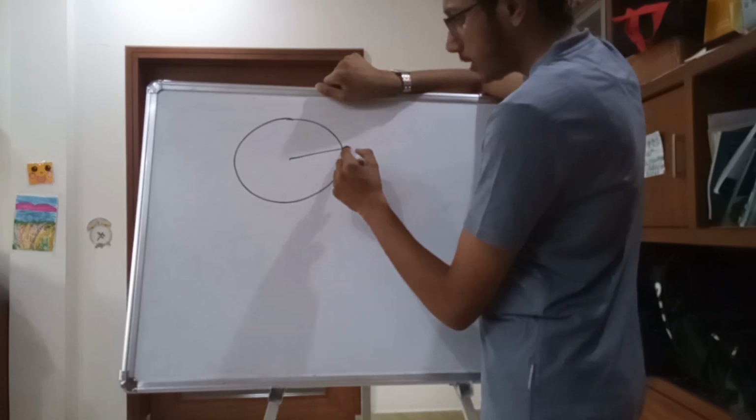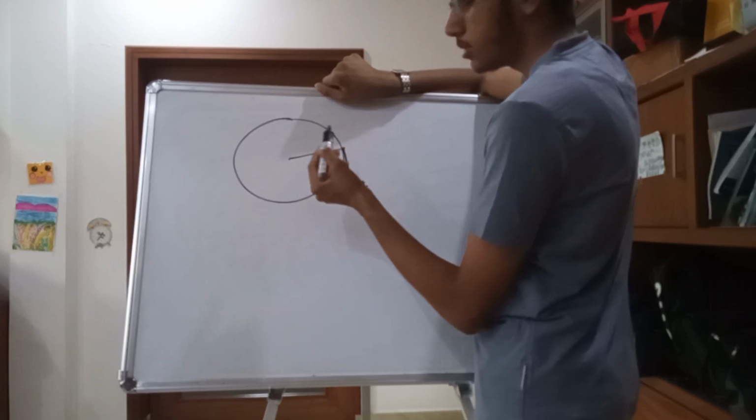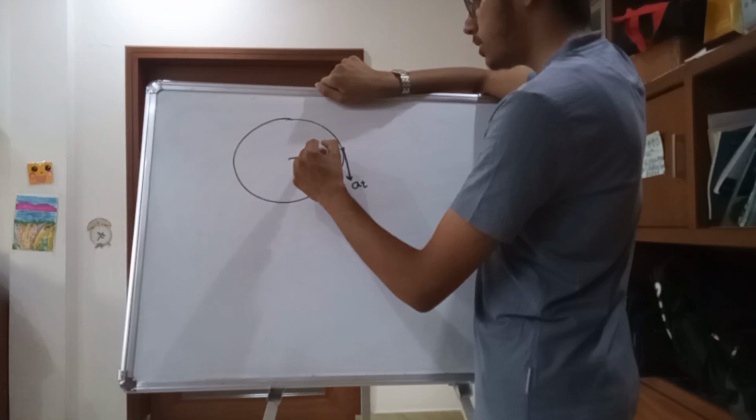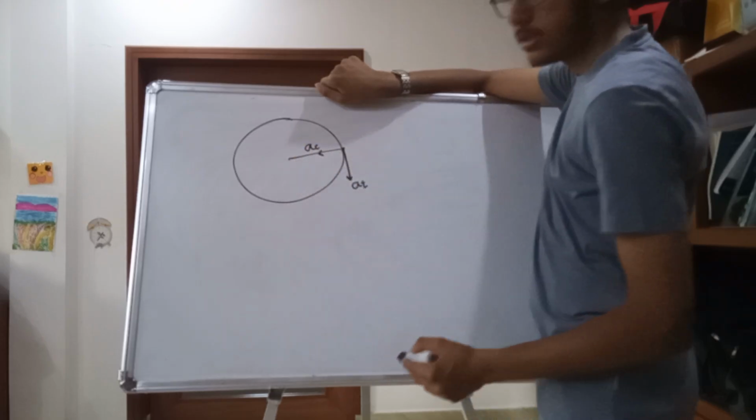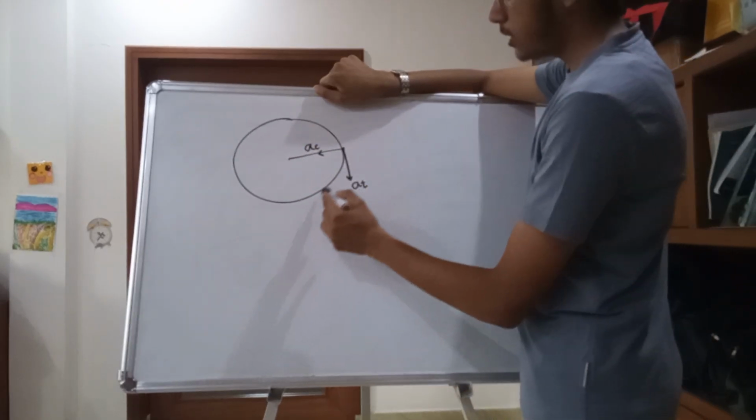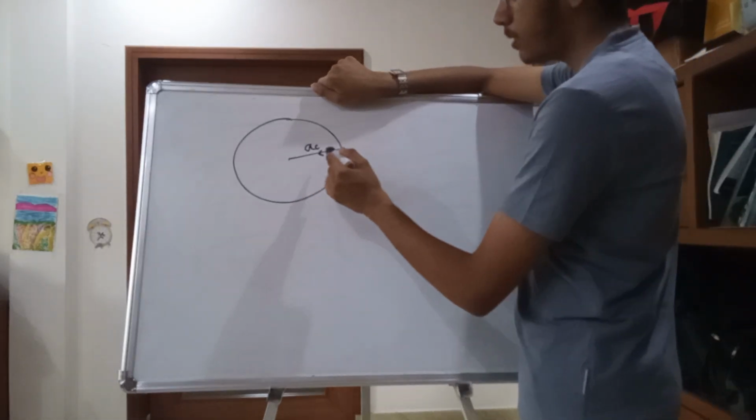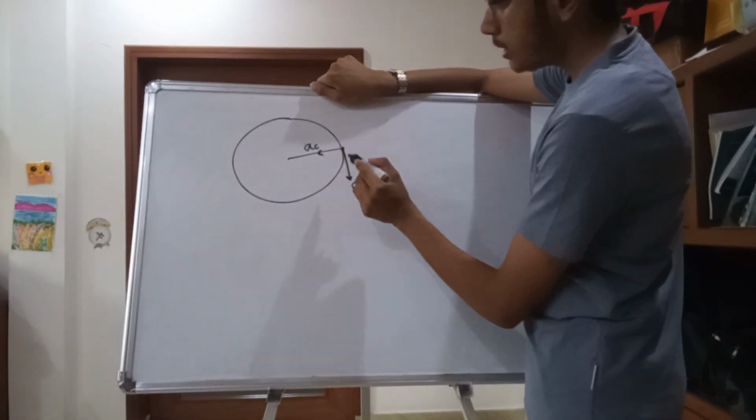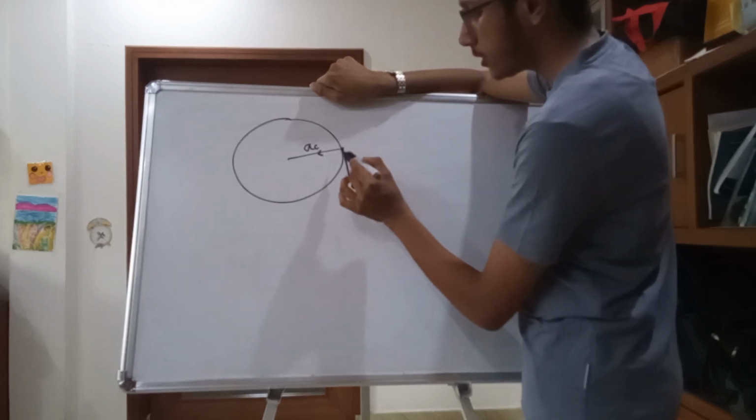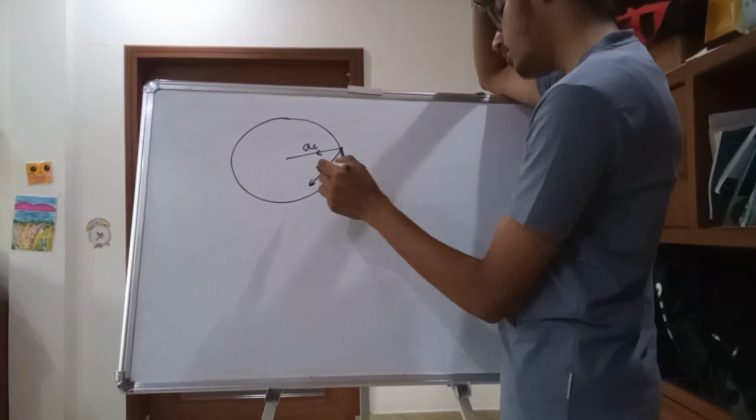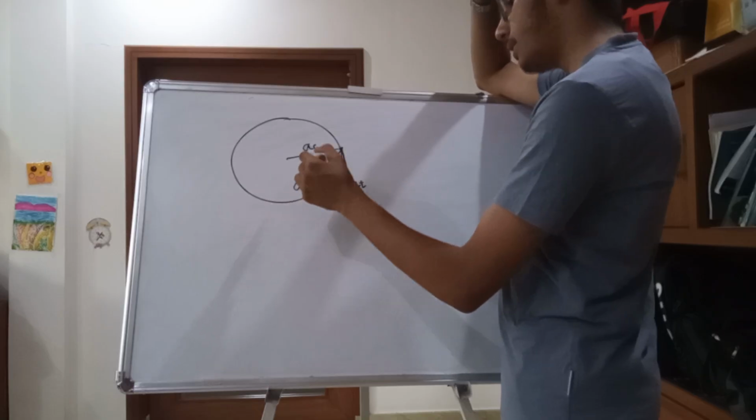At the same time, some kind of acceleration is going to act inward also. Because of this acceleration only the particle is changing its direction, or else it will go straight like this. The reason why it is changing direction and moving in a circular motion is due to this component of acceleration. Now, can you tell what is the resultant of this acceleration and this acceleration? It's going to point somewhat like this. This is going to be the net acceleration.